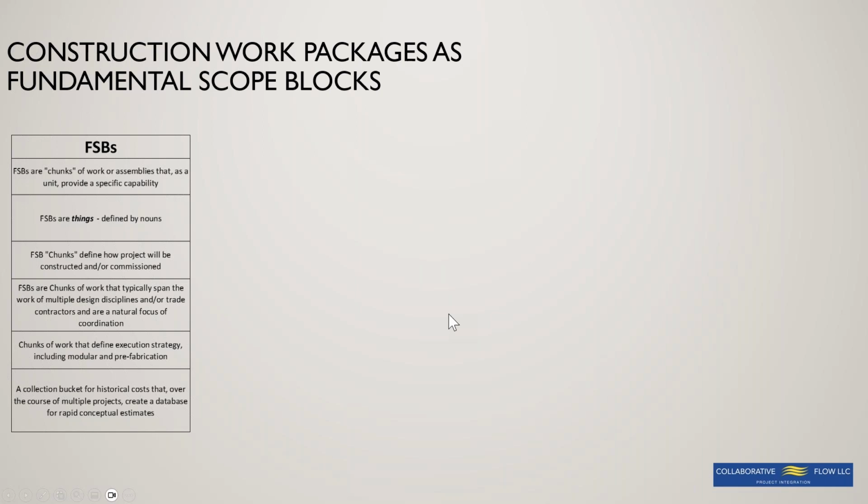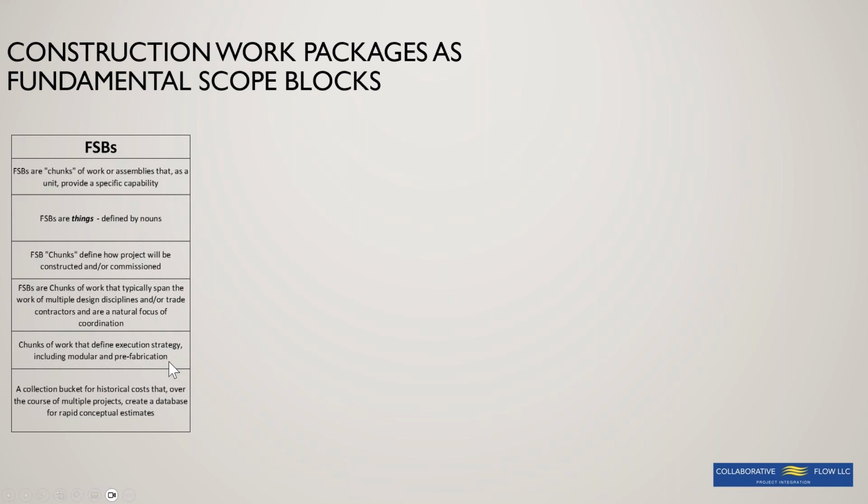Fundamental scope blocks are the chunks of work or assemblies that add some specific capability. They're always nouns, and they're chunks that define how the job's going to be constructed and commissioned. So you have to understand that before you design it, if you want to build for design or design for construction. They're the natural points of coordination, and they also create a nice historical bucket.